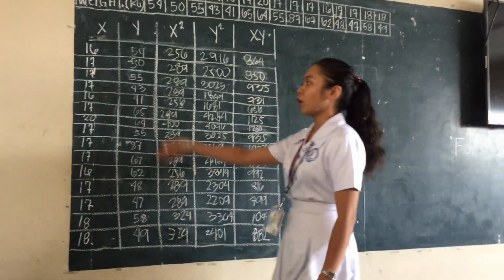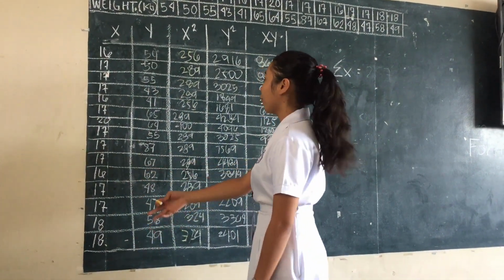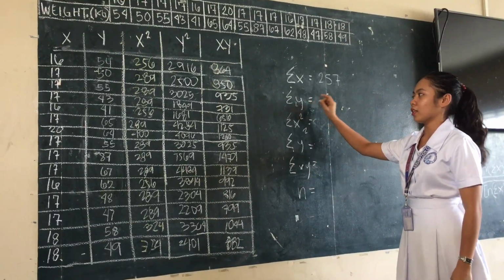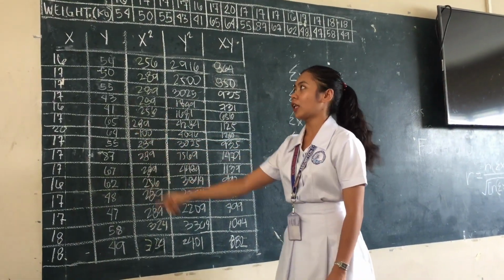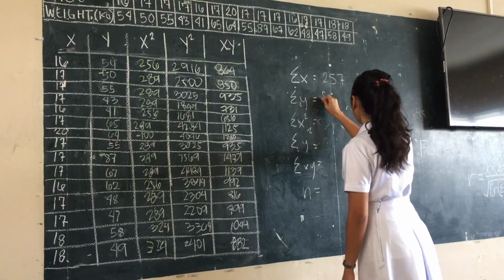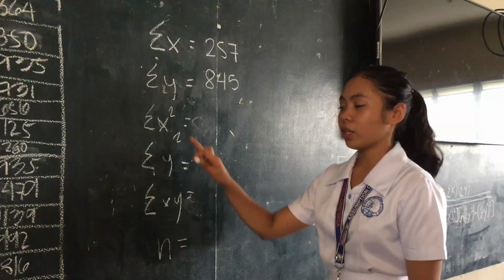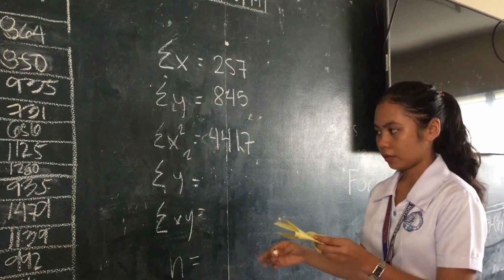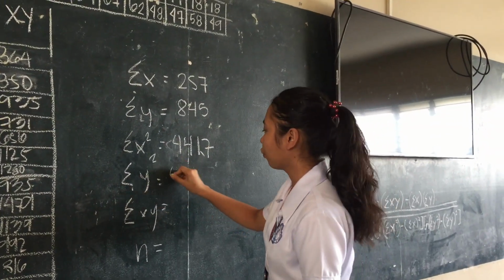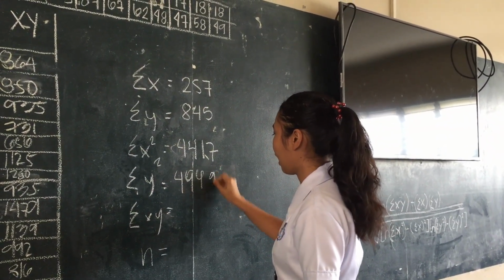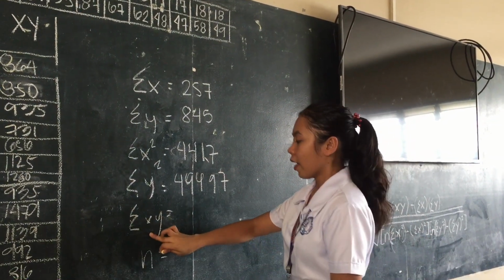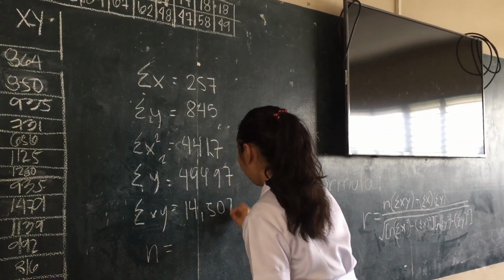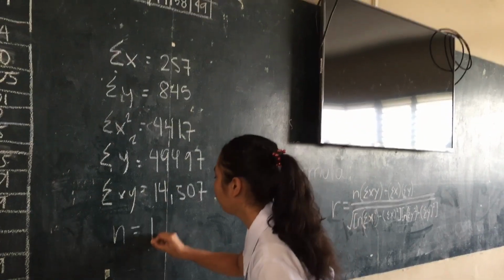For the summation of x, we need to add the values of x. So the summation of x is equal to 257. Same process to get the summation of y: we add all the values of y. So the answer is 845. The summation of x squared is 4417. The summation of y squared is equal to 49497. The summation of xy is equal to 14,507. The value of n is equal to 15.